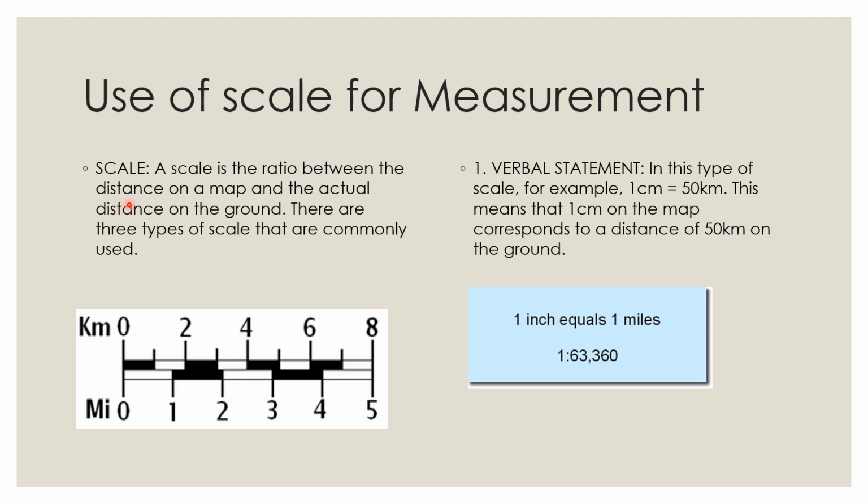Scale. The definition of scale is the ratio between the distance on a map and the actual distance on the ground. There are three types of scales that are commonly used. So the first scale is the verbal statement. In this type of scale, for example, 1 centimeter equals 50 kilometer. This means that 1 centimeter on the map corresponds to a distance of 50 kilometer on the ground.